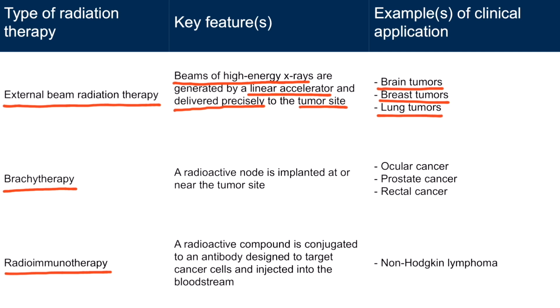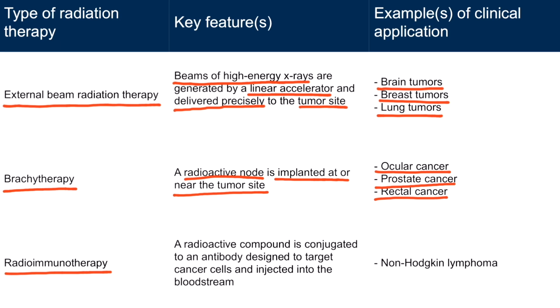Now, brachytherapy is characterized by a radioactive node that is implanted at or near the tumor site. Now, the node is designed to deliver a constant and precise amount of radiation to the target site. So basically, you're just placing this little ball of radiation in an area and let it do its magic. And here's when it's used. So you're thinking ocular cancer, prostate cancer, and rectal cancer. At least those are common examples.